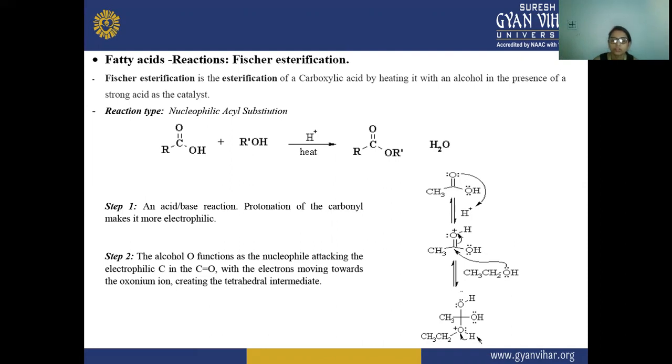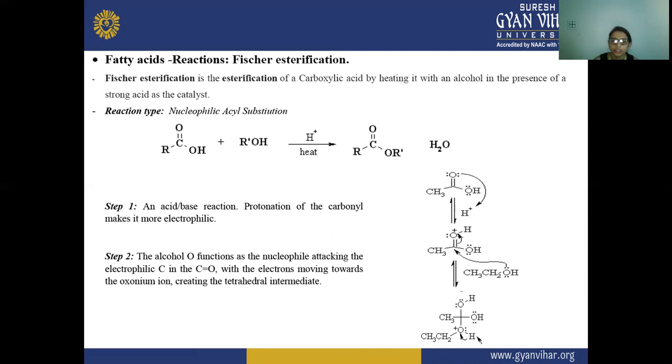Here also, in the esterification reaction, there is a reaction between a carboxylic acid and an alcohol, and there is a formation of an ester. That is why the reaction is named esterification. So Fischer esterification is the esterification of a carboxylic acid by heating it with an alcohol in the presence of a strong acid as the catalyst. This is the reaction type.